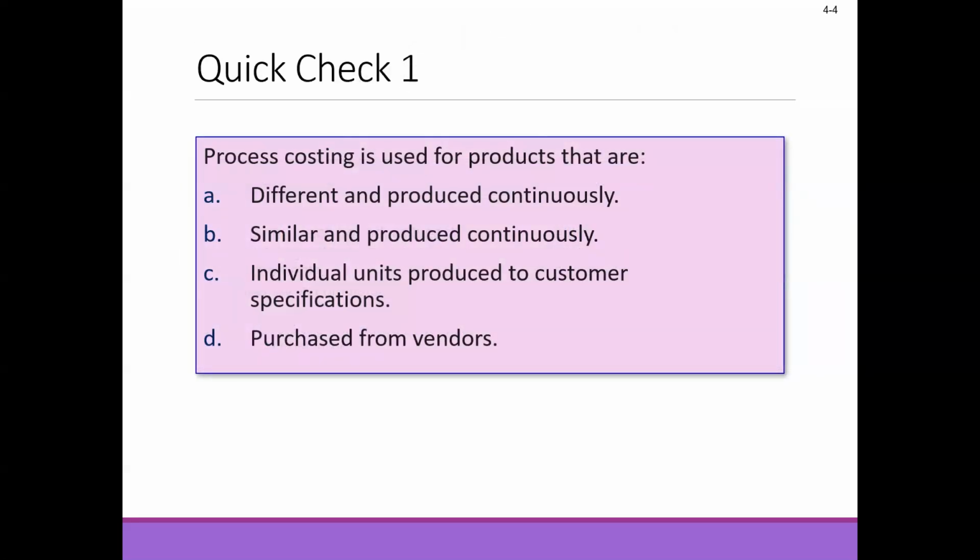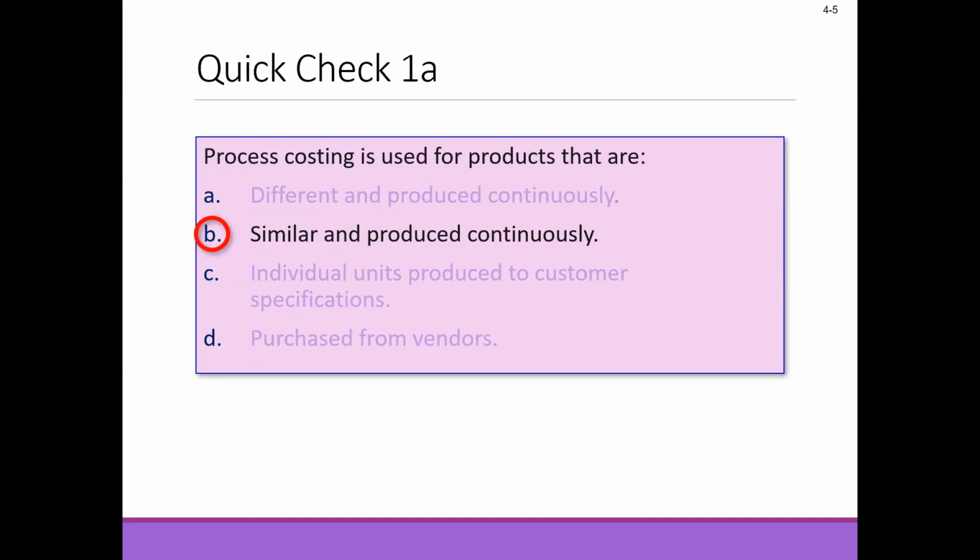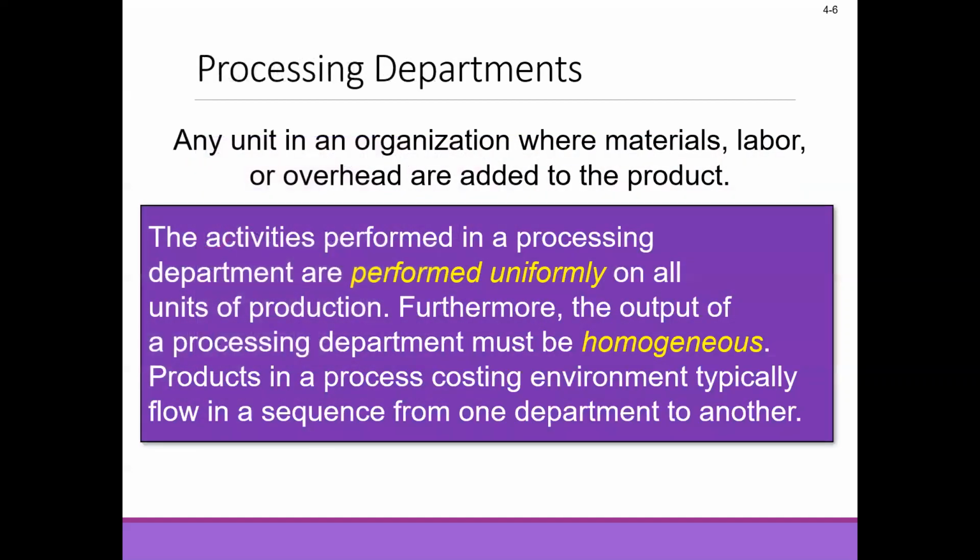So process costing is used for products that are A, different and produced continuously, B, similar and produced continuously, C, individual units produced to customer specifications, or D, purchased from vendors. It's going to be the ones that are similar and produced continuously.